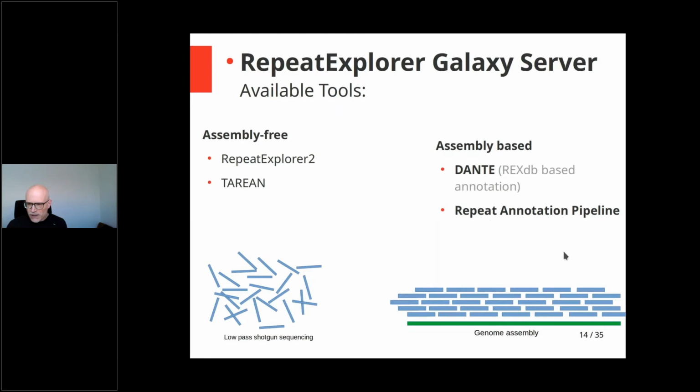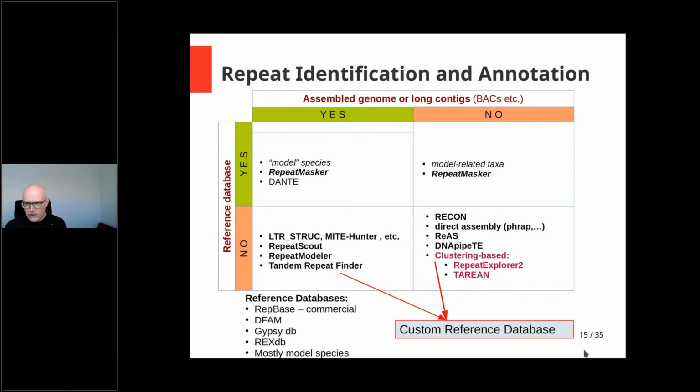It's called the RepeatExplorer pipeline. Again, if you look at this table, when we have a divided repeat annotation method to the groups, so if we have some species for which we do not have a good reference database, we need to create some custom reference database. This custom database could be created either from a genome assembly. If we have a genome assembly, we can use tools like RepeatScout or RepeatModeler to create a custom reference database.